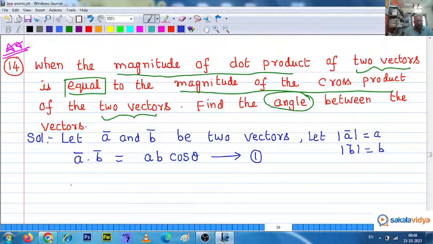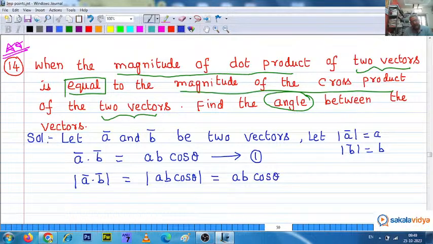And next, find the modulus of A dot B. So the modulus of A dot B means mod of AB cos theta. The modulus of AB cos theta is the absolute value, that is AB cos theta. Better you say this is equation 1 for our convenience. Clear? I hope it is very clear. Now A dot B has been defined and its magnitude has been considered.